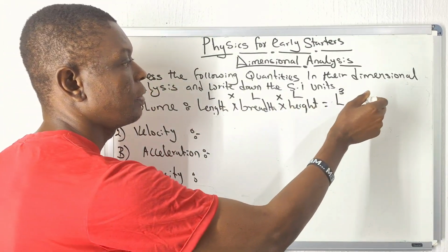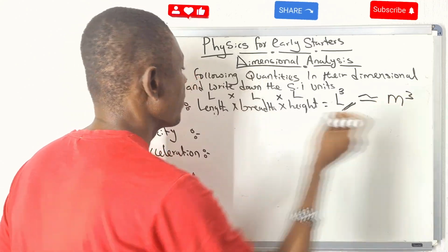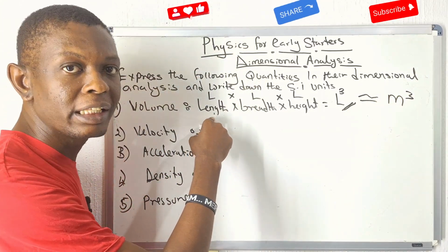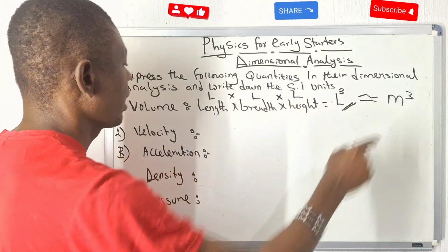And then what is L cube? The SI unit is meter cube, because length is a physical quantity and its unit is meter. So that's how we have meter cube.